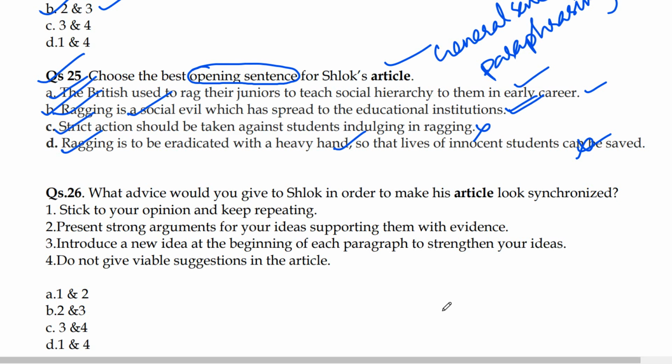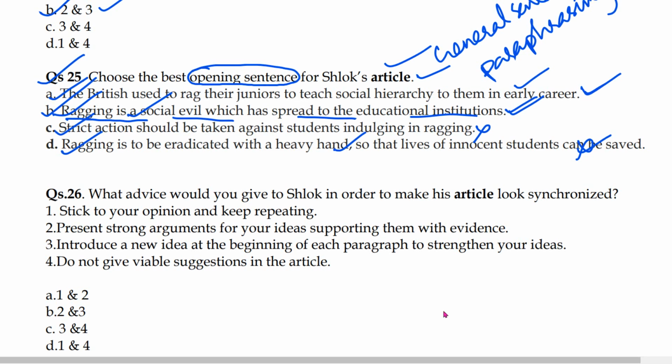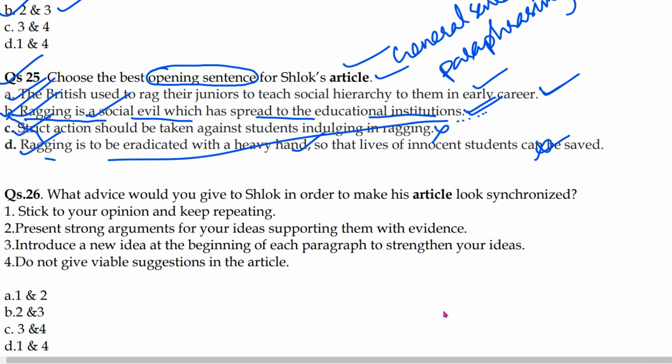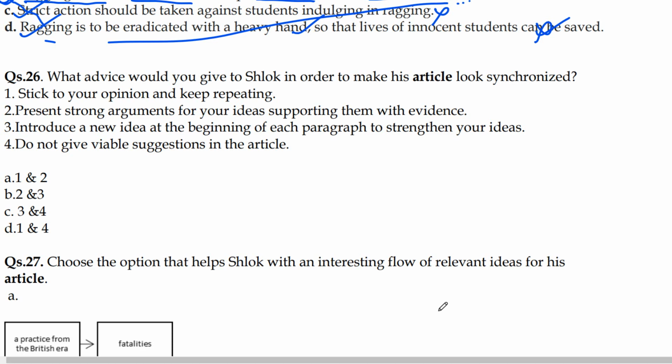The first one, we cannot consider as an opening sentence here, because the paraphrasing of the question is given already. So we can't choose this also. So the right option is B. Ragging is a social evil which has spread to the educational institutions. Now come to the next question.